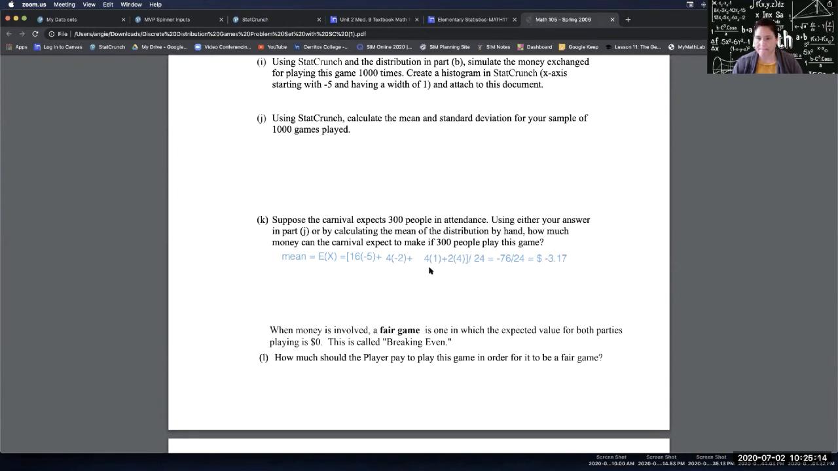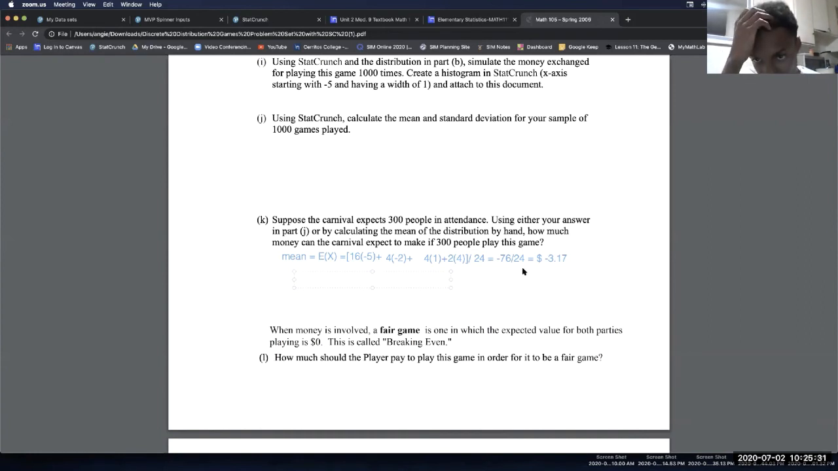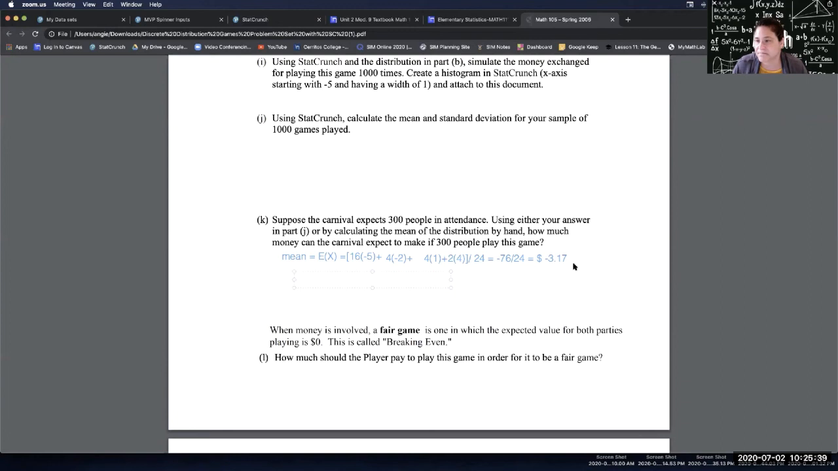That make sense? So now, if 300 people play this game, how much is the carnival going to expect to make? What do you think we're going to do with that 300? So this can help us project how much we're going to make. If every time someone steps up to the game, we expect to make $3, and now we got 300 people playing the game, what are we going to do? Jaden's kind of making the motion of, we're going to multiply.